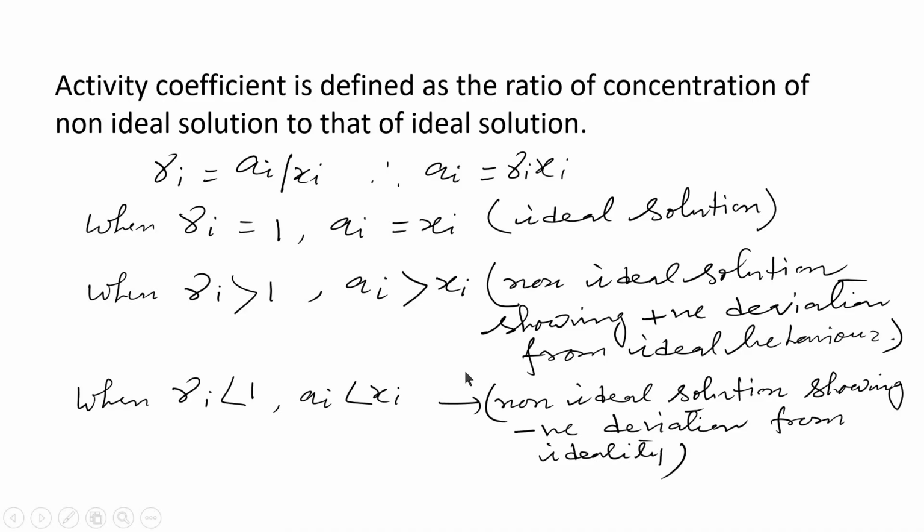Non-ideal solution showing negative deviation from ideality means the attraction between the solute-solvent molecules is greater than solvent-solvent or solute-solute. So as these attractions are more, fewer molecules of the component can escape to the vapor phase. So fewer molecules of the component are in the vapor phase, meaning the partial vapor pressure of the component decreases. That means as if the solution has less concentration, so less partial vapor pressure it can produce. So effective concentration is less. Okay.